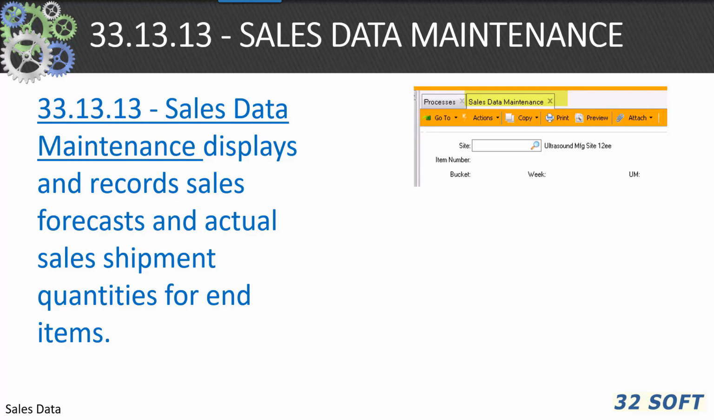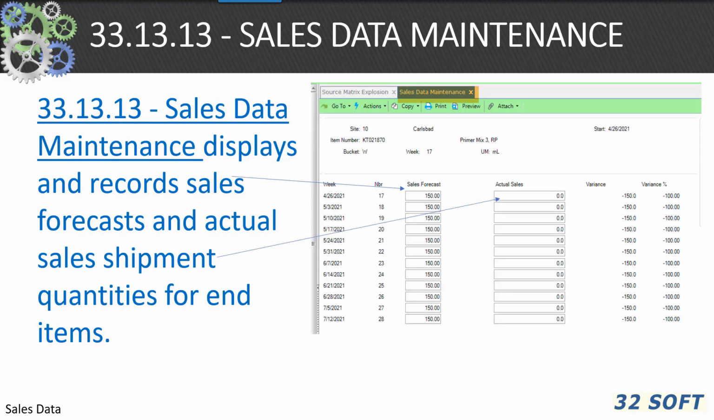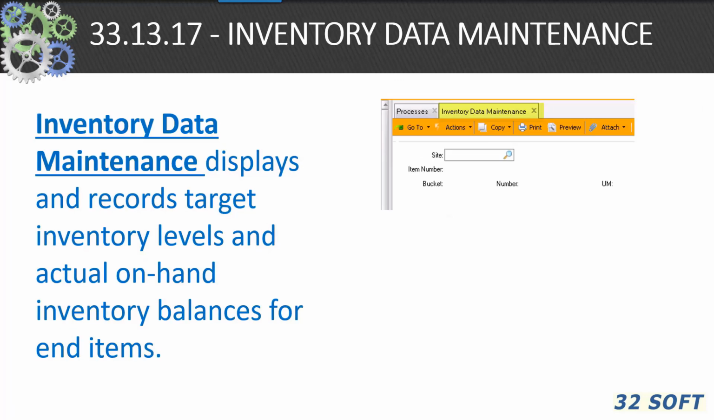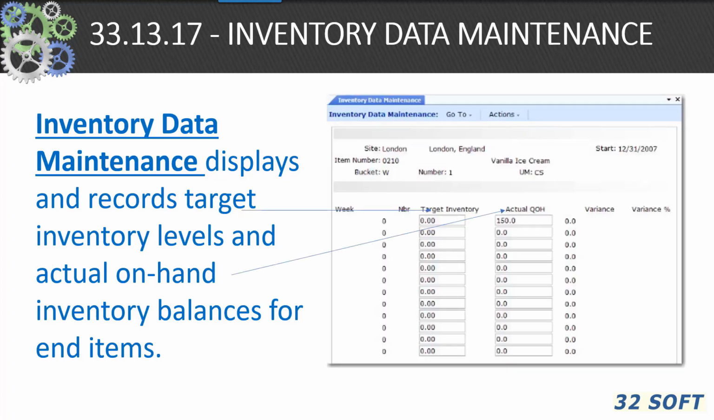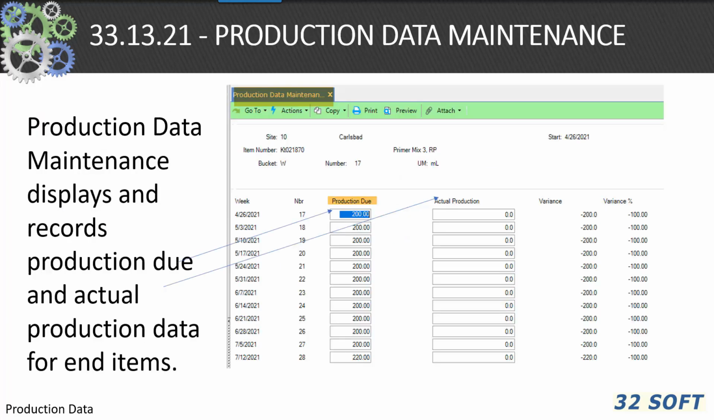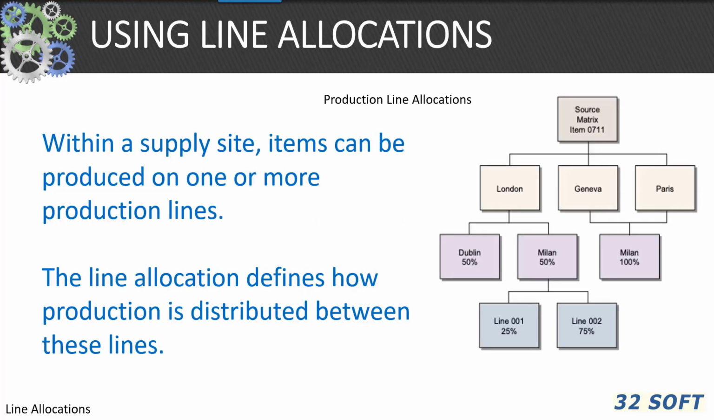You then come to 33.13, 17, and 21. Here we see the sales, inventory, and production planning for operation planning level. This displays and records sales forecast and actual quantities. Again, if you use this, you're going to be actually creating records. This allows you to input the sales and look at actual. The 33.17 inventory data maintenance allows you to look at and set target inventory levels versus actual on hand. And the production looks at the production due that you want to build versus the actual production history.